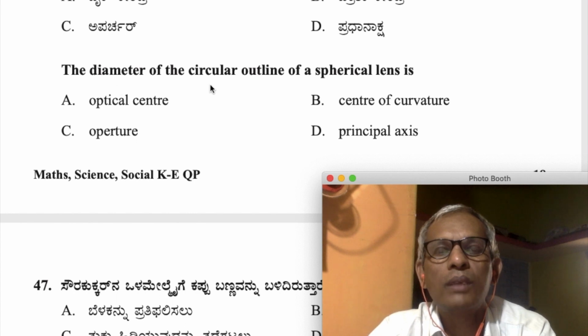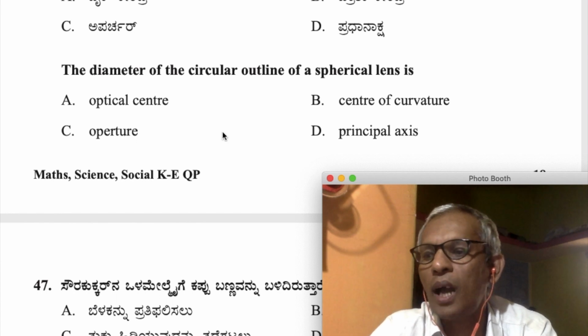The diameter of a circular outline of a spherical lens is. So they are asking the diameter of the circular outline of a spherical lens. The options are A, optical center, B, center of curvature, C, aperture, D, principal axis. So the answer for this is C, aperture.